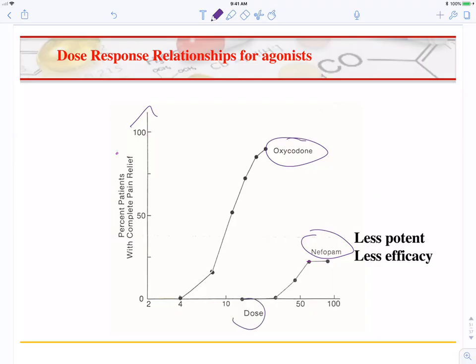And what we find is that in this case, again, the EC50 for oxycodone is much lower, rather. So oxycodone is active at smaller concentration than nefopam. But importantly, besides the loss in potency, we also have a loss in efficacy because even at saturation, the percentage of patients that report complete pain relief is pretty small. It's about 20%.